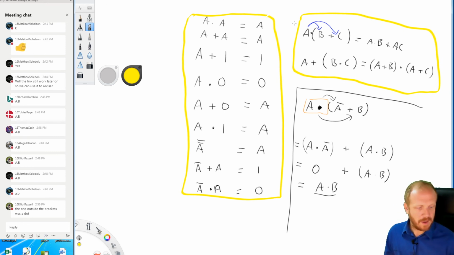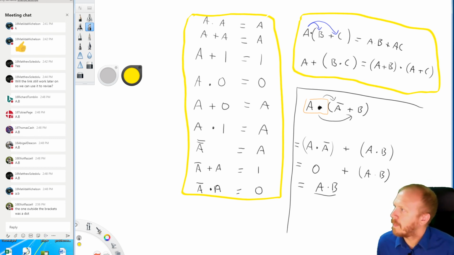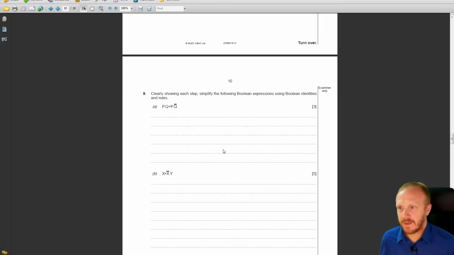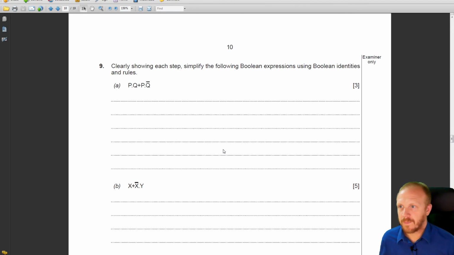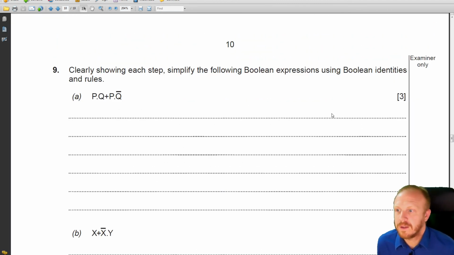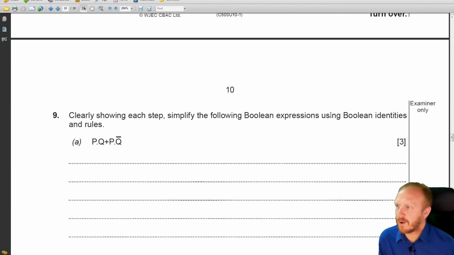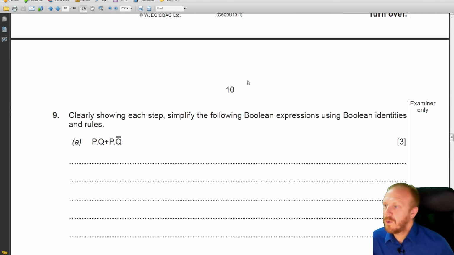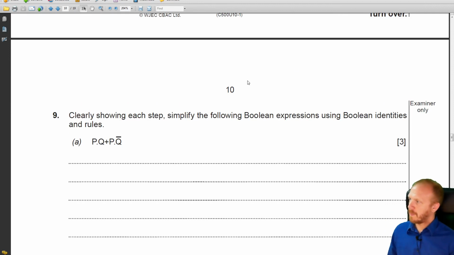Now, I may have shown you this last time anyway, but I'm going to show you a question on last year's paper that caught everyone out. Right, the first one is fine. It's a 3-mark question. In fact, can we all have a go at that one?